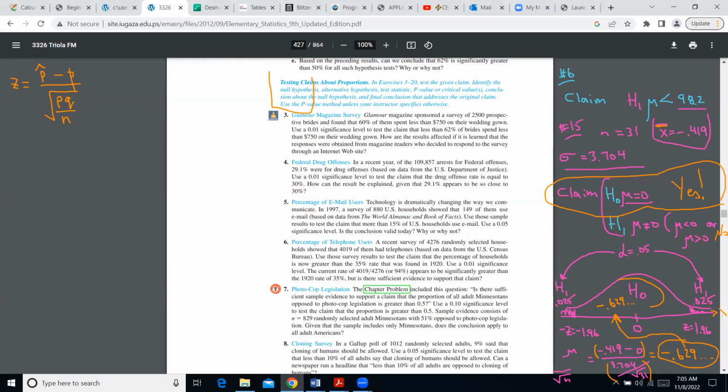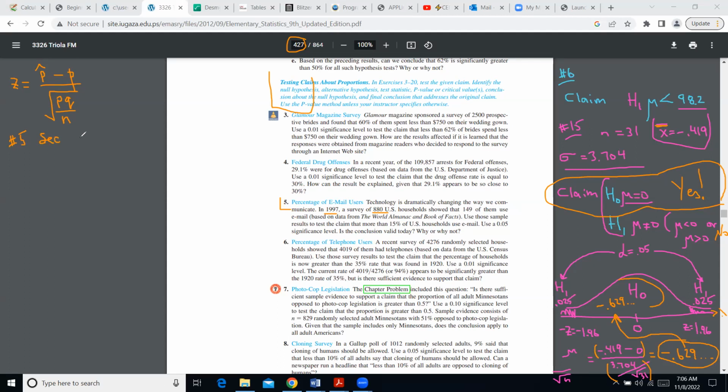But only proportion is here. So let's say, how about problem number 5, the exercise that deals with the percentage of people using email. Remember, it's 1997, so it's been a while ago. They say they surveyed 880 households. So now I'm in section 5.3, looking at page 427, and doing exercise number 5.